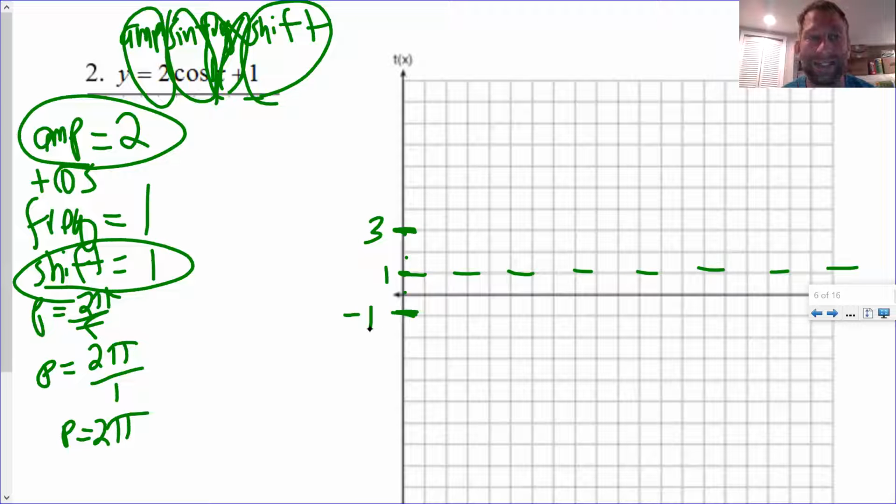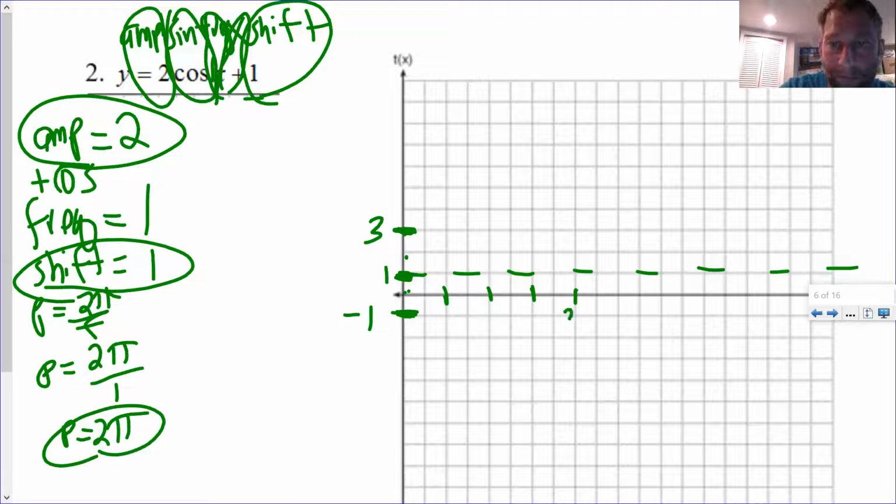Again, the amplitude is the distance from the midline to the max, from the midline to the min. So I'm counting the amplitude both up and down from the midline, not from the x-axis, from the midline. My y-axis is good. Now my x-axis, I make 4 dashes. 1, 2, 3, 4. And what goes at the end of the 4th dash? The period, which is 2 pi.